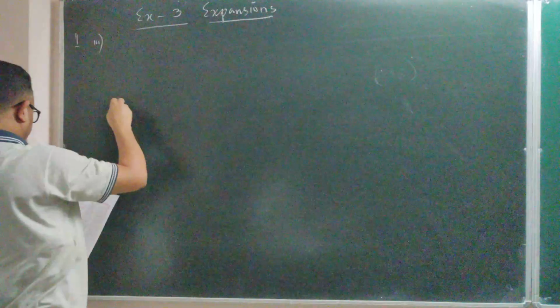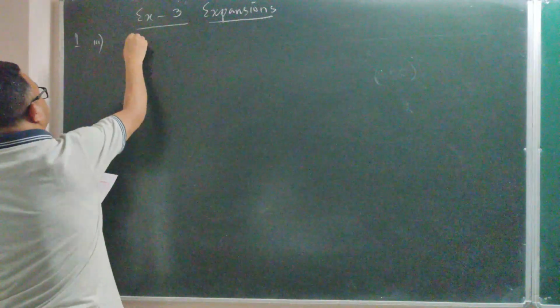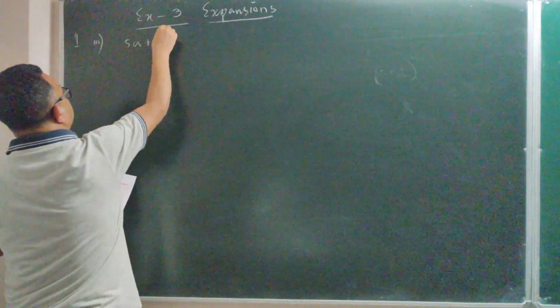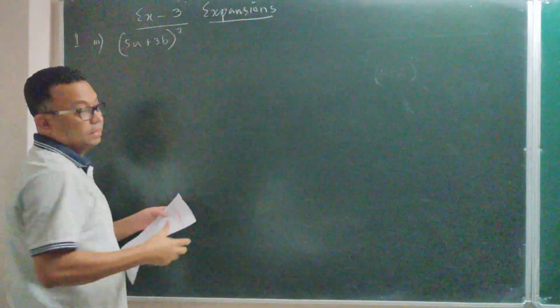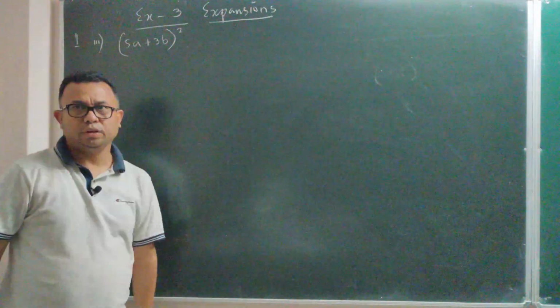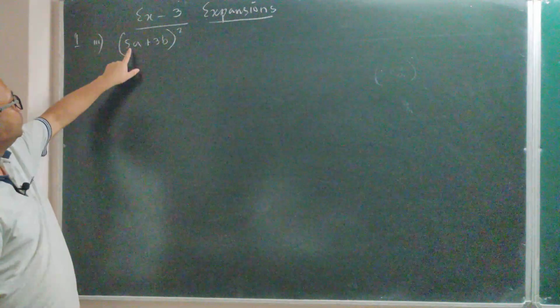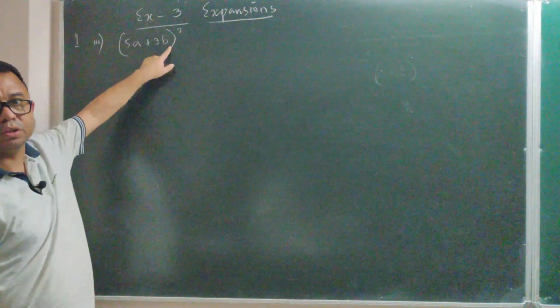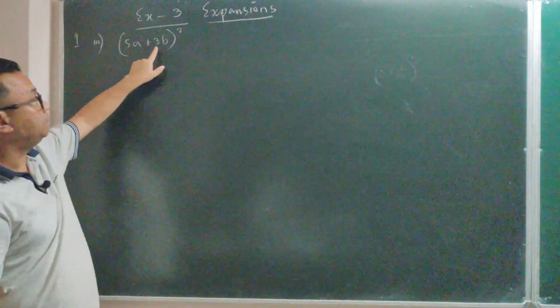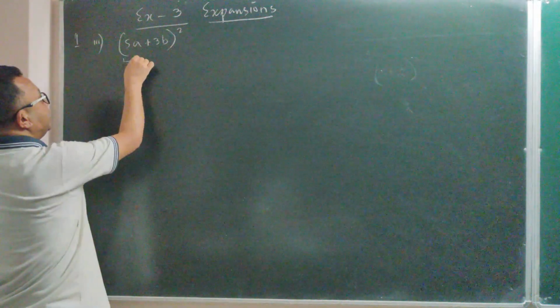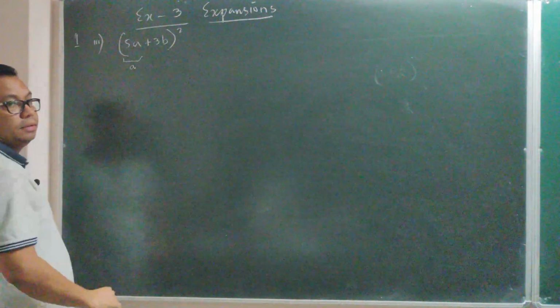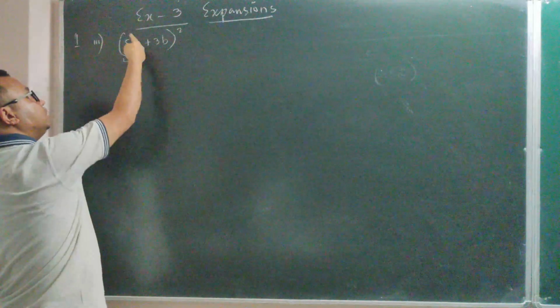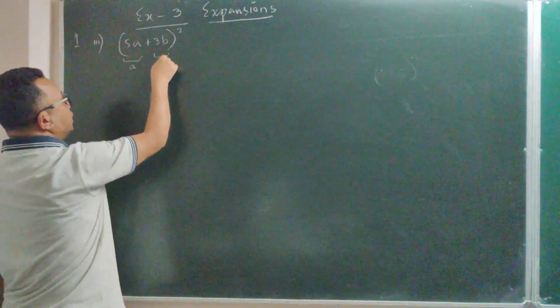Let me do number 3. It says (5a + 3b) whole square, and the question is telling you to expand it. So I'm going to use the formula now. Since there is a plus in the middle of these two terms, 5a plus 3b, I'll take this term as a, even though it's not a, it is 5a. So think that this is a, and the second one I'll take as b.